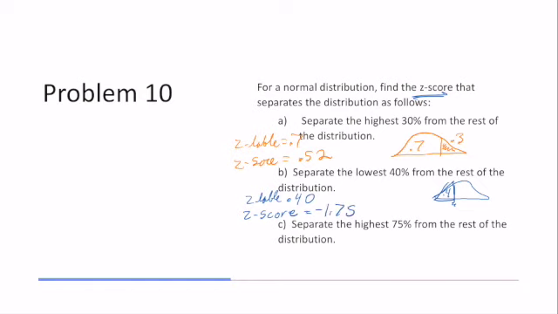Last but not least, I want to separate the highest 75% of data. That means the z-score over here would be associated with an area of 0.25 because I'm looking for the highest 75%. I have a z-table value of 0.25. I take this to the z-table and I find a z-score associated with this is negative 1.96.